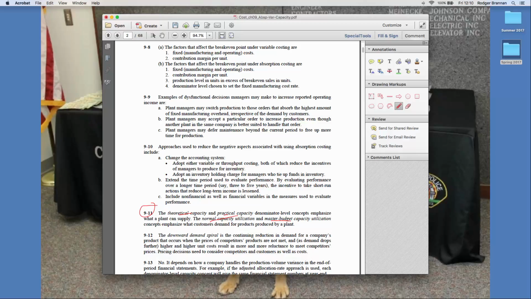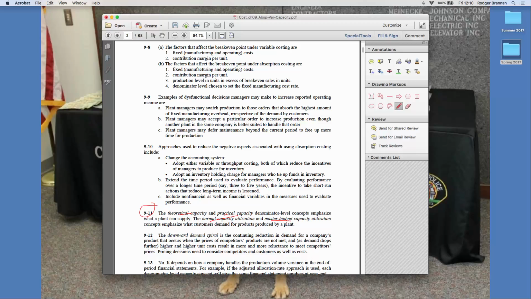Normal capacity is sort of an average annual demand over an extended period of time, 3, 5, 7 years. Master budget is simply what the demand is going to be next year. So those are all potential levels of capacity that I can use in coming up with a predetermined rate to allocate my fixed manufacturing overhead.